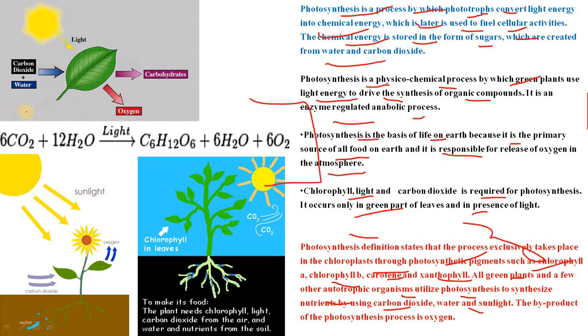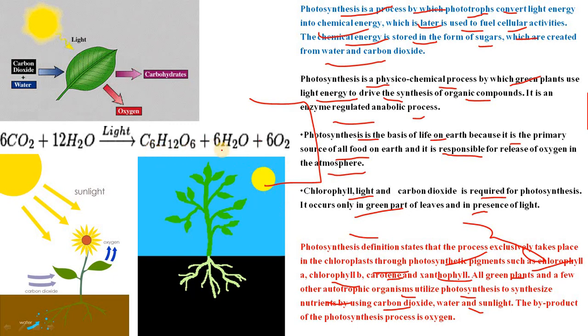Here is the equation. You can see 6 CO2 plus 12 H2O, that is, after trapping the light energy, gives C6H12O6 plus 6 H2O plus 6 O2.